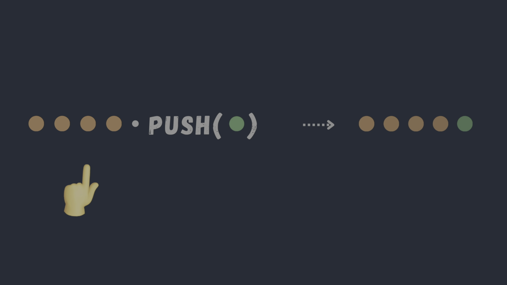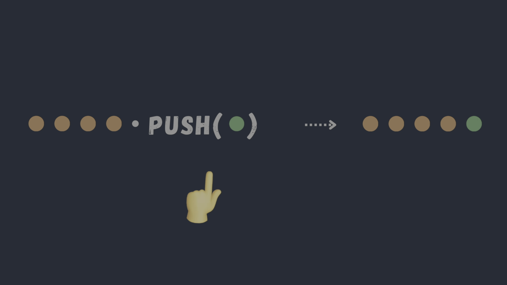In JavaScript, the push method is used to add one or more elements to the end of the array and return the new length of the array. It mutates the original array by adding specific elements to it. This method is commonly used to dynamically grow an array by appending new values to it.